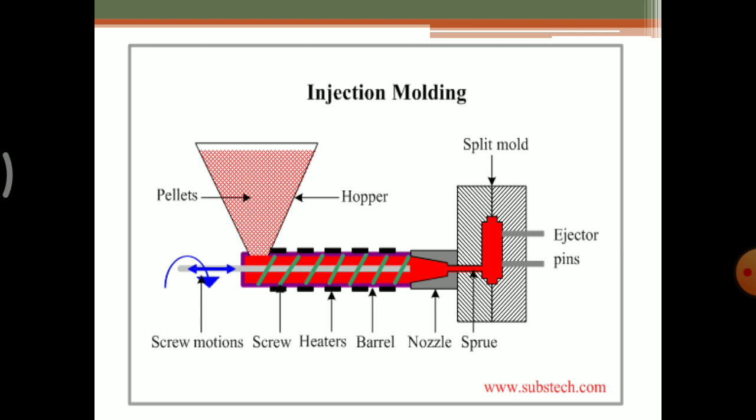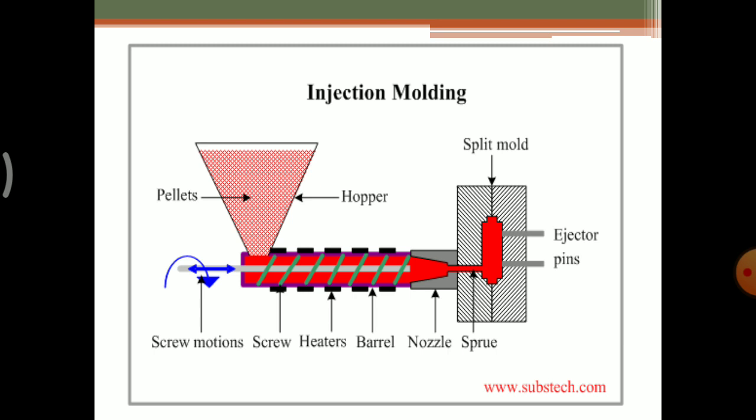Then it is sent through the hopper, which is an opening gate to the closed mold, and from there it passes through the heat screw and heaters, and through the barrel it comes to the nozzle, and then it comes to the screw, which is the opening end of the split mold. You can see it in the red color, and pins and ejectors are there to split the mold when the mold cavity is cured and ready to open.